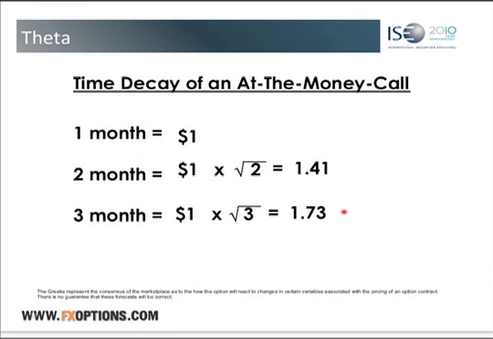So if we work backwards towards expiration, we go from a 3-month to a 2-month to a 1-month, we see that it decays slower and then slowly picks up speed as expiration approaches. And we graph that out.